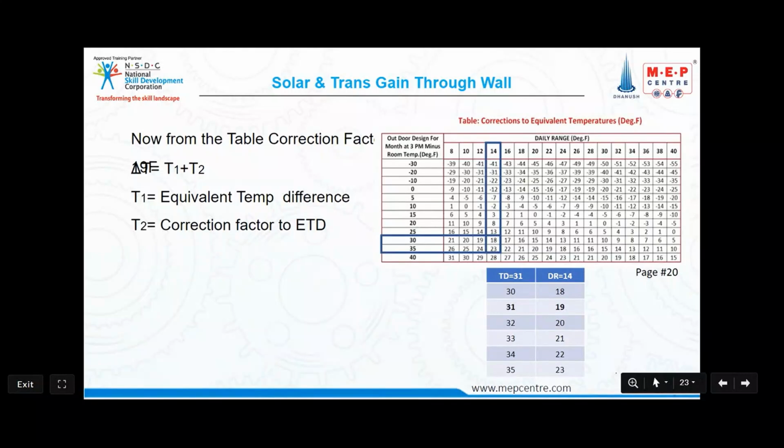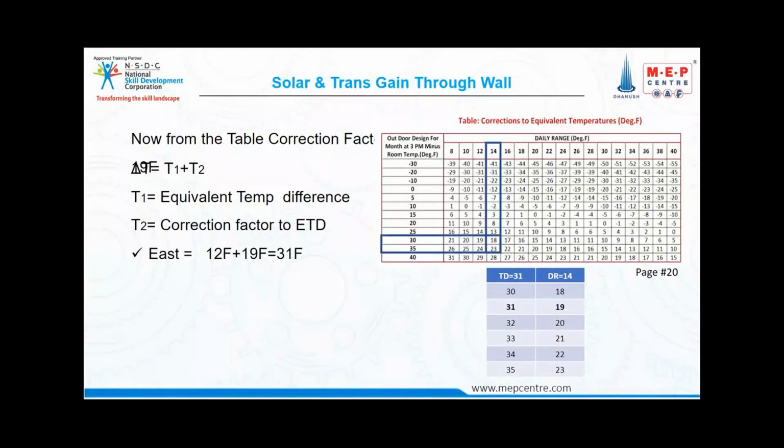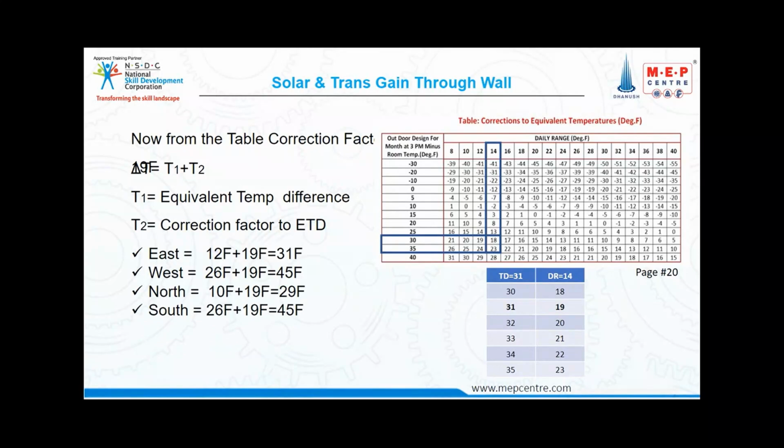As the correction factor is 19 degree Fahrenheit, delta T equals T1 plus T2. For the east side, 12 plus 19 is 31 degree Fahrenheit. For the west side, 26 plus 19 is 45 degree Fahrenheit. For the north side, 10 plus 19 is 29 degree Fahrenheit. And for the south side, 26 plus 19 is 45 degree Fahrenheit.